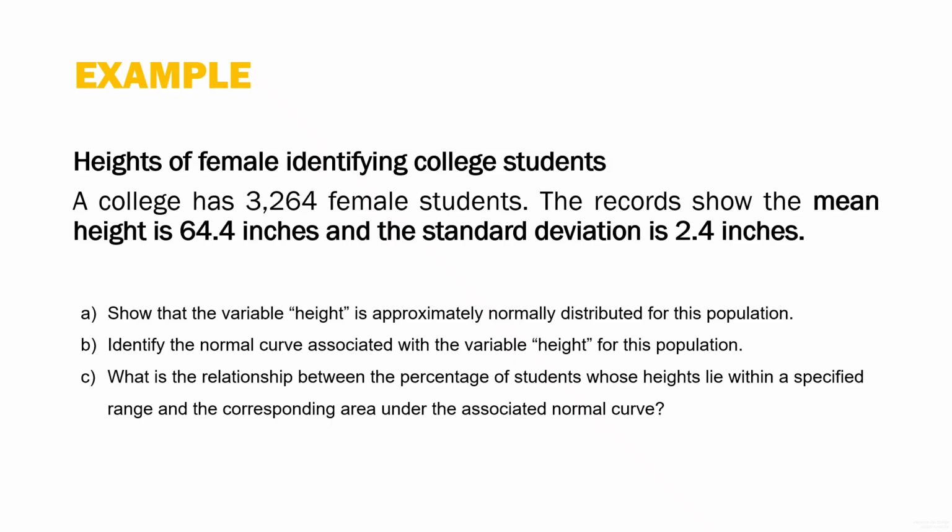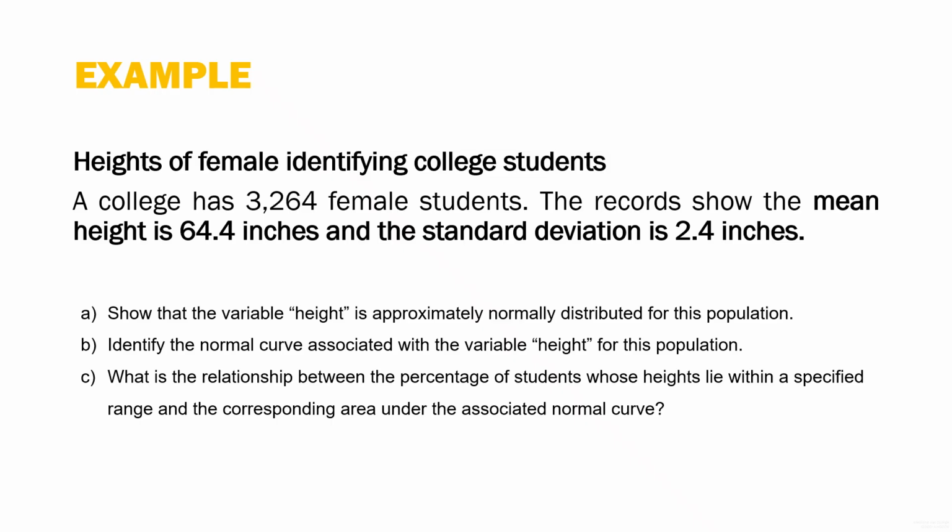Let's do an example on a normally distributed variable. In this example, it's heights of female identifying college students. A college has 3,264 female identifying students. The records show that the mean height is 64.4 inches and the standard deviation is 2.4 inches. A, show that the variable height is approximately normally distributed for this population.